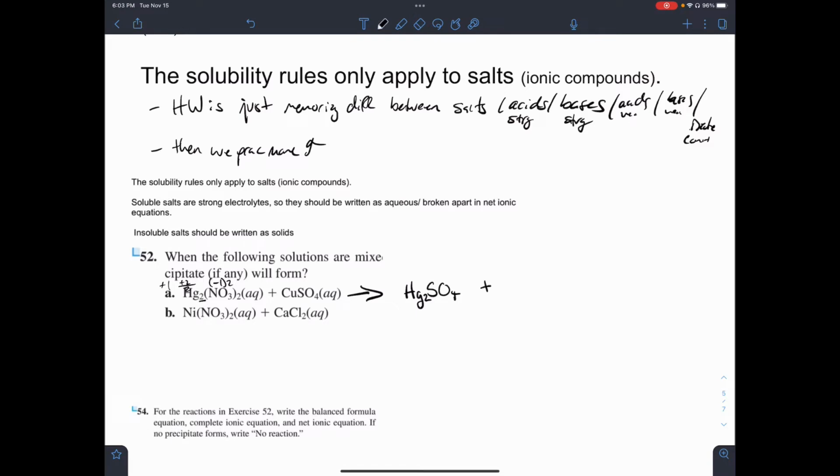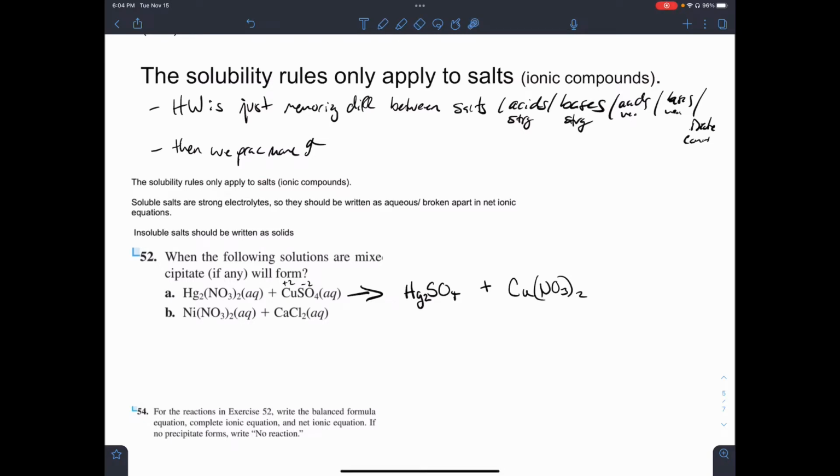and the other substance will be copper. I know copper has a 2 plus charge, right? Again, this is 2 minus, so this has to be 2 plus. And nitrate. Nitrate's always minus 1. So I'll need 2 of these.